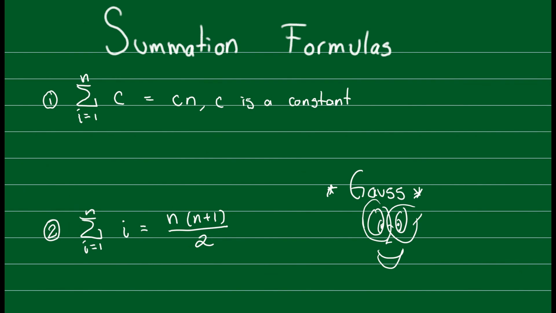There are 4 summation formulas. These are the first 2, and they follow something. The first formula is somewhat trivial, but here we go. This is saying that the summation from the first term all the way to the end term of a number, if I just give you a number here in a formula, what is that equal to? Well, that is equal to this number that I gave you times n. So the summation of c is c times n, where c is a constant.